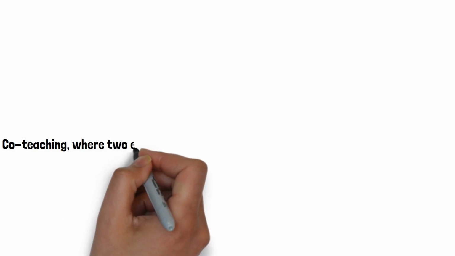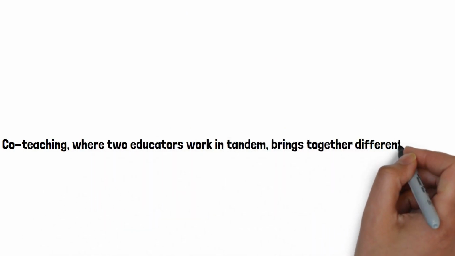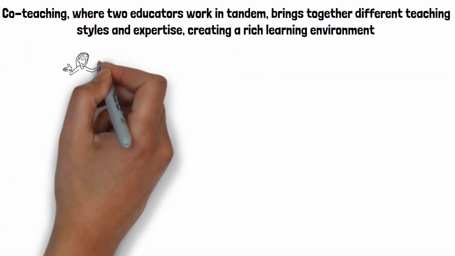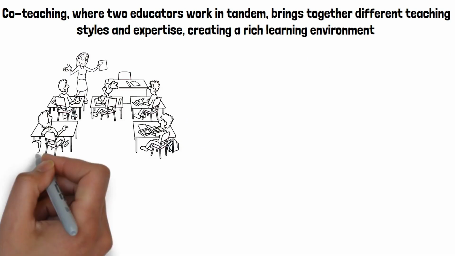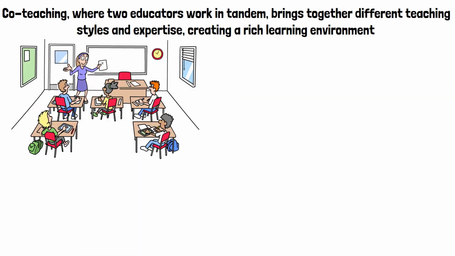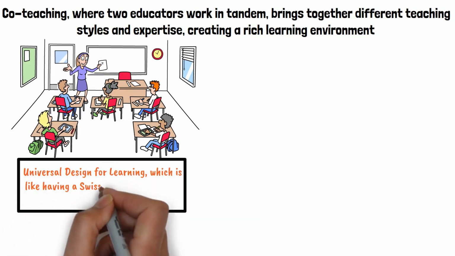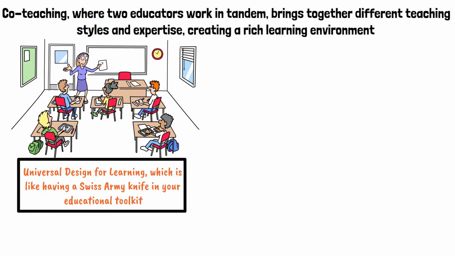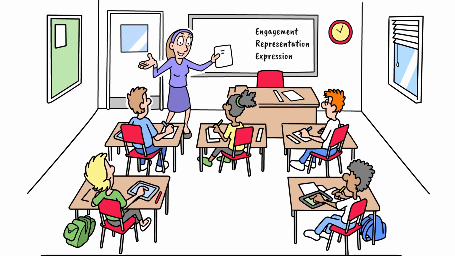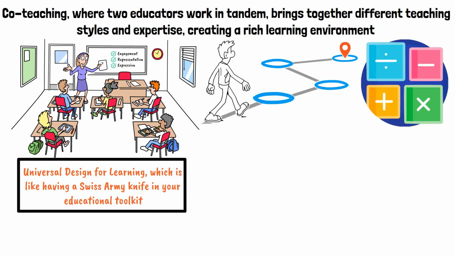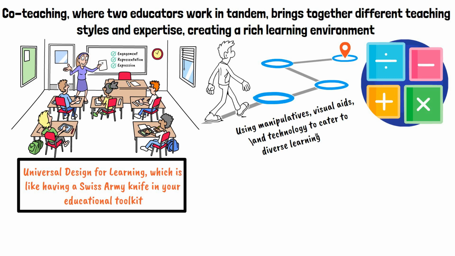Co-teaching, where two educators work in tandem, brings together different teaching styles and expertise, creating a rich learning environment. Imagine it as a duet where each teacher's strengths complement the other, crafting a harmonious classroom atmosphere. Another approach is the universal design for learning, which is like having a Swiss Army knife in your educational toolkit. It's about providing multiple means of engagement, representation, and expression, ensuring that every student finds a pathway that resonates with them. In math, this might involve using manipulatives, visual aids, and technology to cater to diverse learning needs.